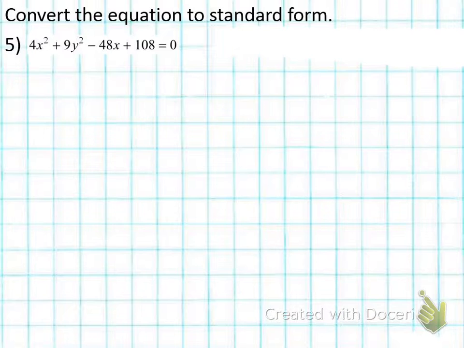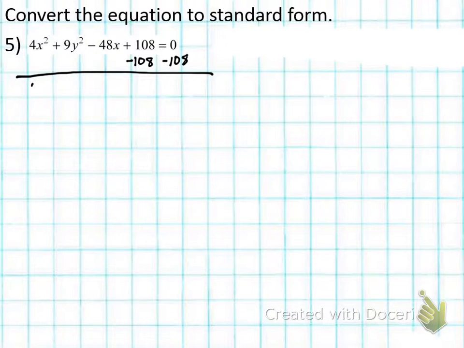Move all the constants over. We have to subtract 108. Good. So, subtracting 108 on both sides. Okay. When I subtract, what should I do on the left side while I'm rewriting it? Put all my like terms together.